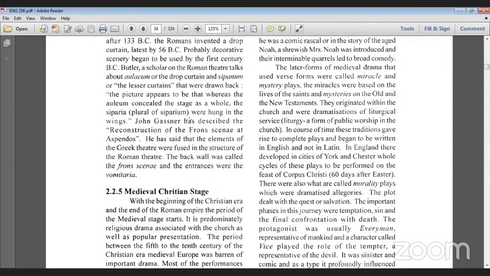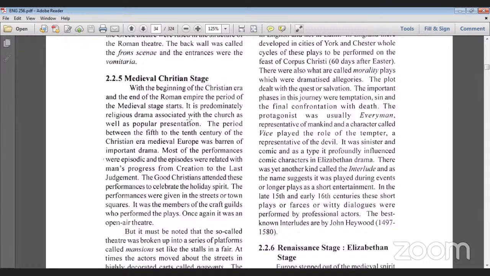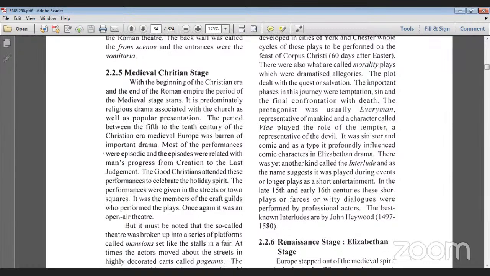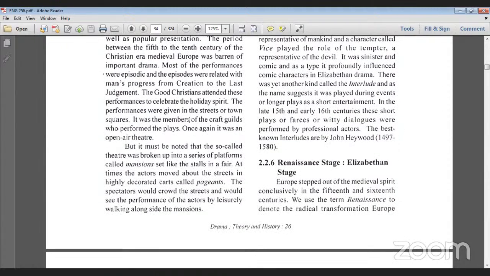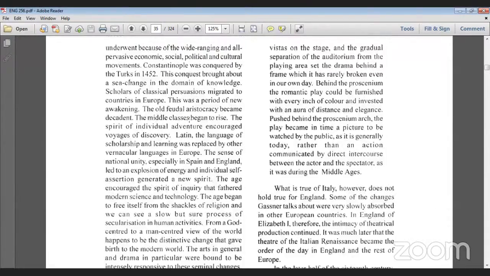Medieval Christian stage, okay? These are the two stages. Then Renaissance stages with the Elizabethan stage. You have to describe what the stage is during these three parts. They are important. They can be asked from your exam point of view, okay?